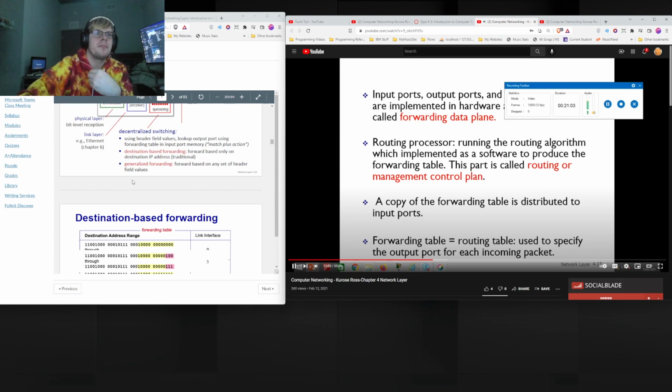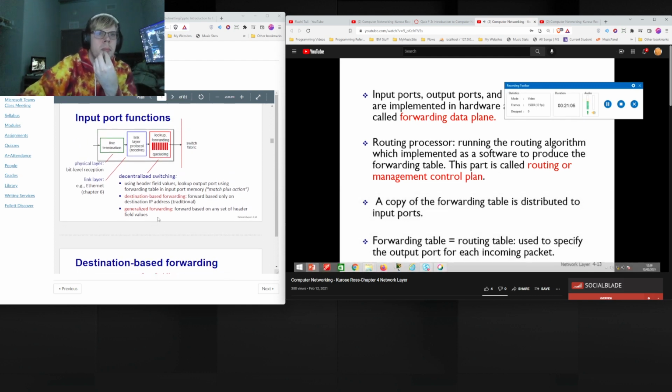Processor is always the main part. So the routing processor is running the routing algorithm, which is implemented as software to produce the forwarding table.